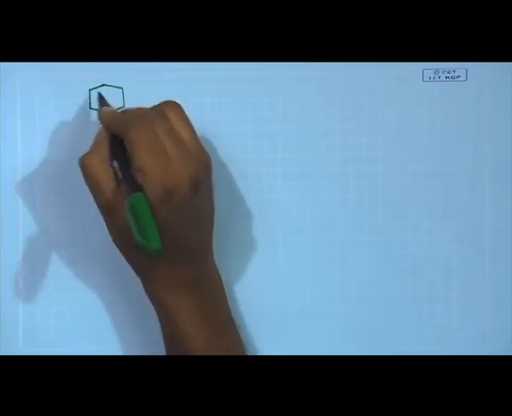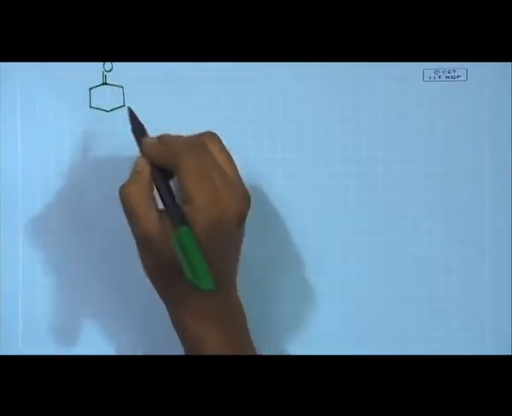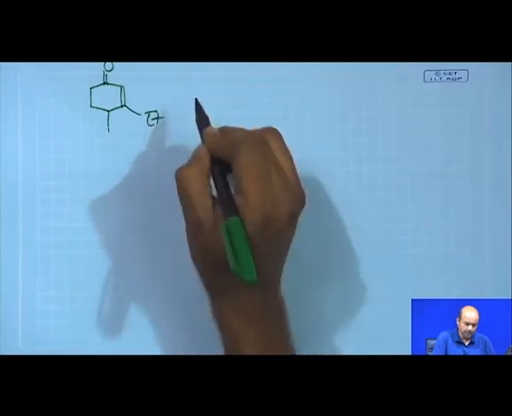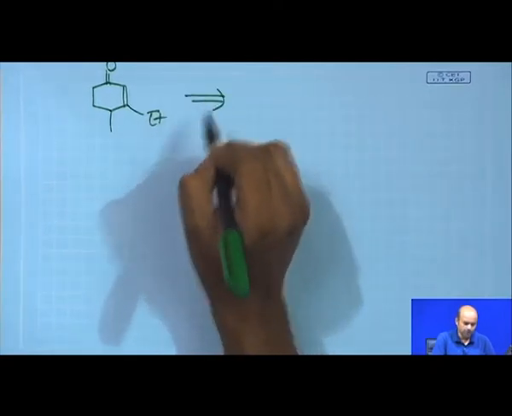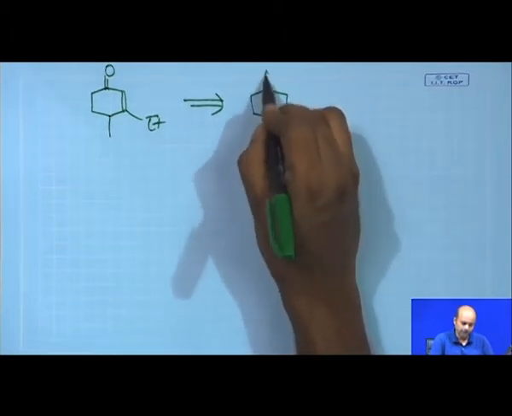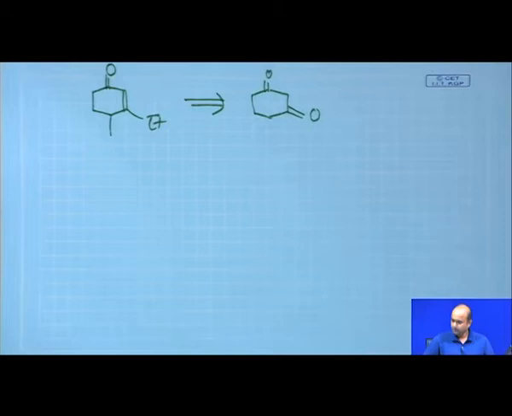Let us talk about these things. This is a cyclohexanone based compound. The target molecule has a cyclohexanone, this is an ethyl group, and the starting material proposed was 1,3-cyclohexane dione.